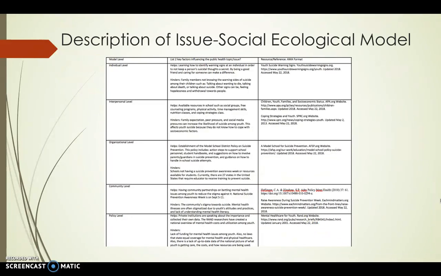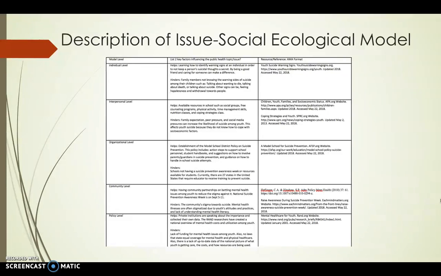So in the social ecological model that I created, there's intervention levels for the individual, interpersonal, organizational, community, and policy level. An intervention for suicide at the individual level would be having individuals notice warning signs for others who might be at risk for suicidal attempts. And something that can hinder that is people not knowing those warning signs.